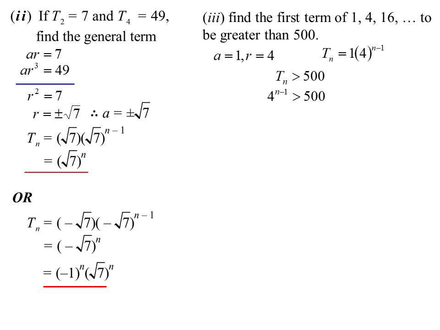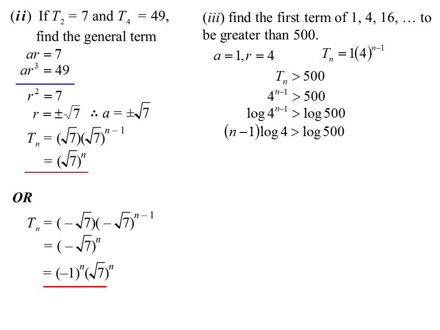Now, we could do it by trial and error. That's certainly a method, and as we're dealing with whole numbers, that could work. But let's use logs. That's a more efficient way of doing it. Log both sides. That allows me to bring the power to the front. I'll now divide both sides by log 4. Log 4 is a positive number.